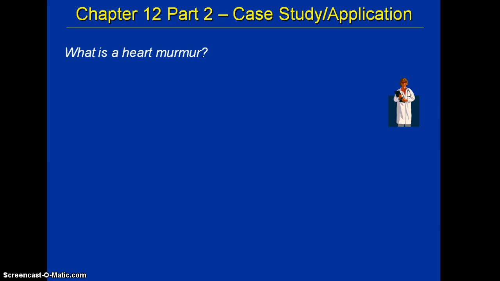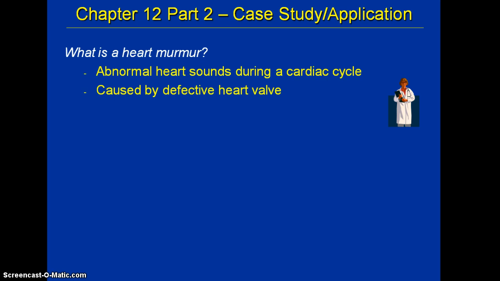Okay, so looking at these questions again, a heart murmur, remember from previous slides, is an abnormal heart sound that occurs during a cardiac cycle, during a heartbeat. And it's caused by a heart valve that's usually not closing properly, so you hear an additional sound other than the lub-dub sound.